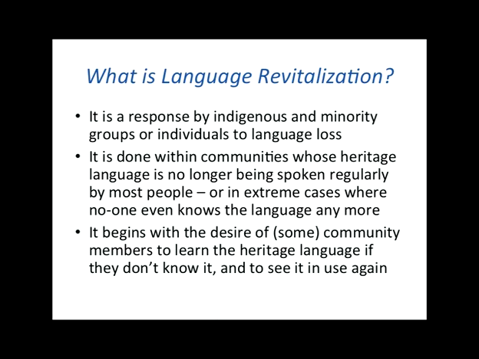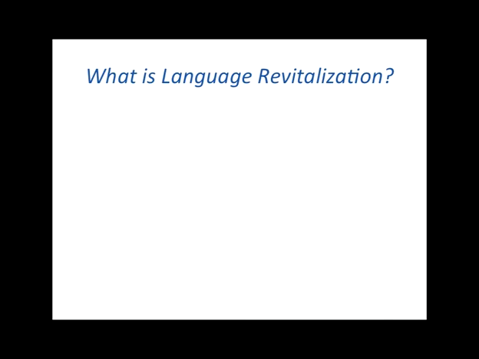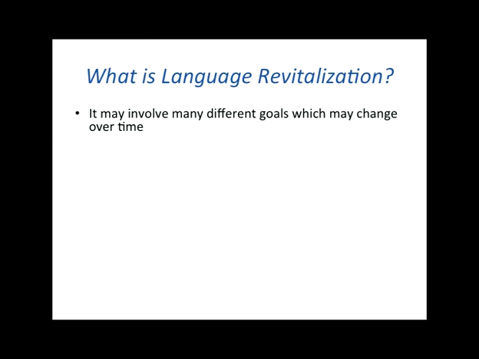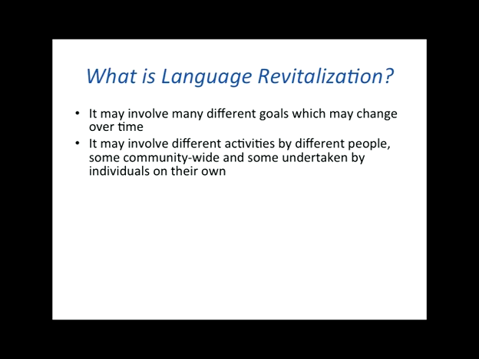It may involve many different goals, which may change over time. It may begin with one person just saying, I want to know what materials exist on my language, or I want to know a word that I could name my child with. And the goals will grow. It may involve different activities by different people, some of them community-wide and some of them undertaken by individuals on their own. And it's generally a part of a more general movement of cultural revitalization and the quest for civil rights and autonomy, that is the desire of people to determine their own future.